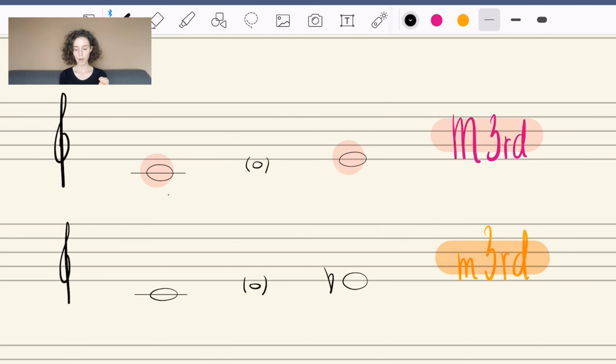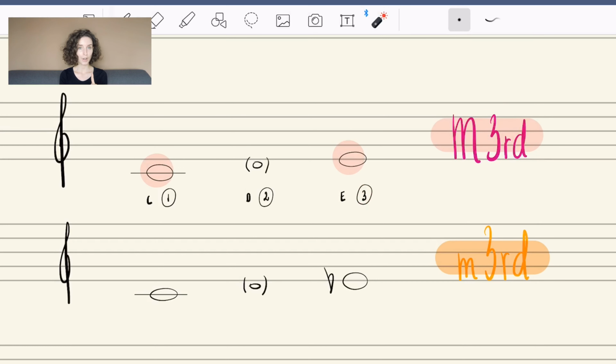Well, the numerical size of an interval is the number of letter names that the two notes span. This is very important. I'm going to repeat it. The numerical size of an interval is the number of letter names that the interval spans. From C to E, we have three letter names, C, D, and E. Therefore, I know that this interval must be a third.